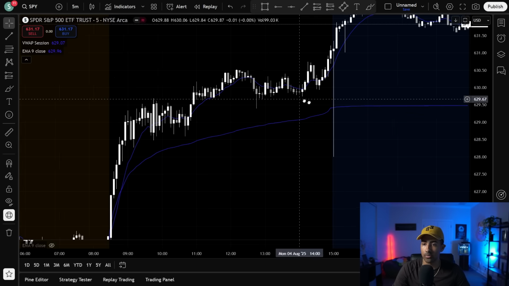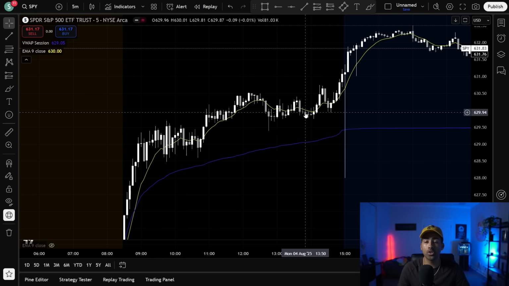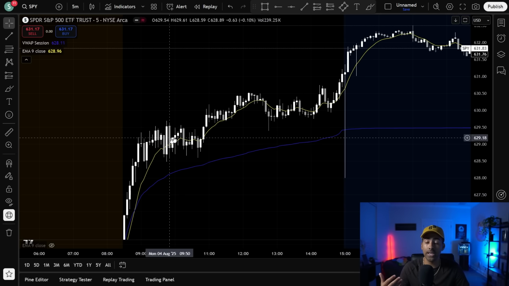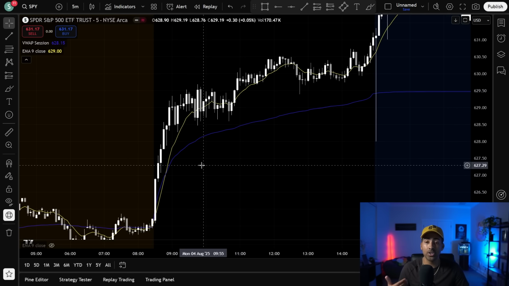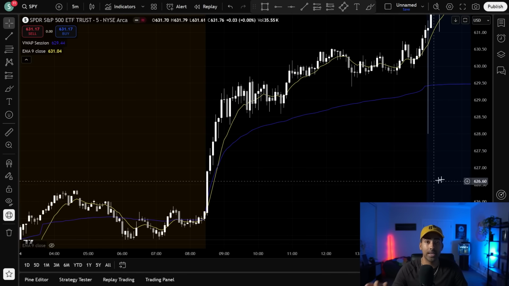All right. So these are the two indicators that you need to have on your chart, your 9 EMA and your VWAP. Both indicators are going to tell you exactly what price action is doing throughout the day. The EMA is going to stay very close to price action and show you the average price throughout the entire day, whereas VWAP is going to actually do something a little bit different. VWAP responds to the amount of volume that's happening in the market.